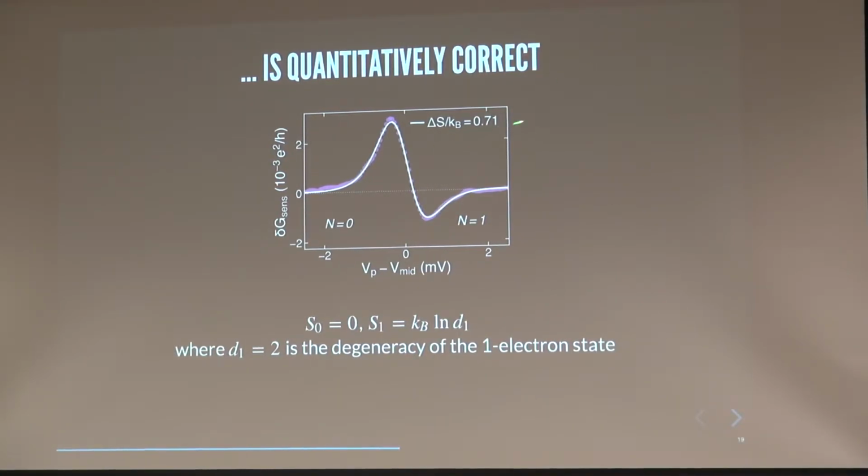Okay, so this number 0.71 may not mean anything to you, except if you ask what the degeneracy change is between 0 electrons, that's degeneracy of 1, and 1 electron, that's degeneracy of 2, then the entropy here is log 2, which is very close to 0.71. For the best fit, you may have to combine a few data sets together and do some averaging, but you can really get this number to within just a few percent accuracy.